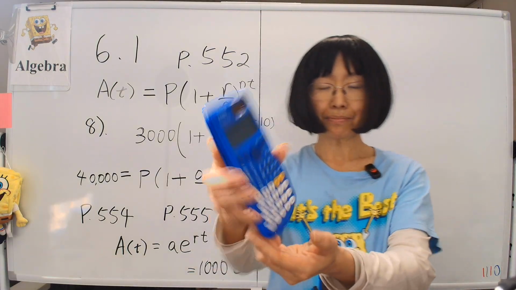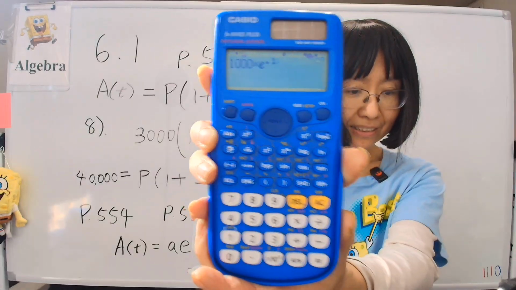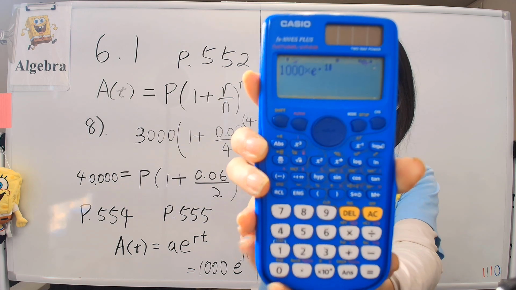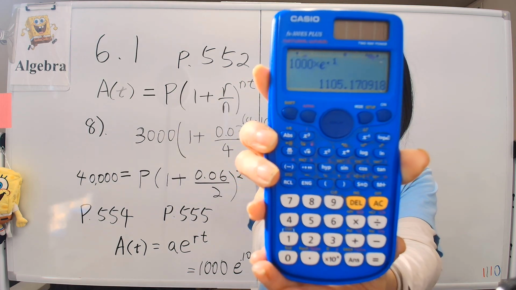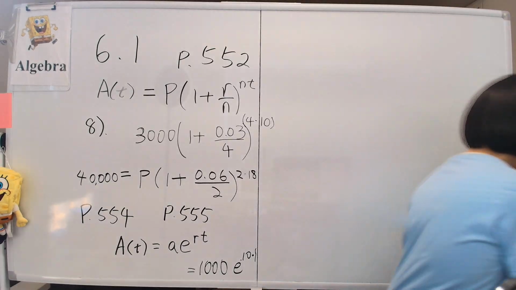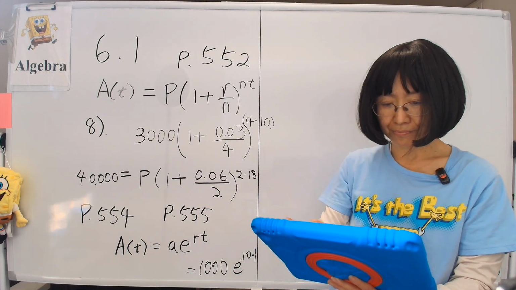I have it typed into the calculator as 1,000 times E to the power 0.1. That's the whole problem. Let's see what it says. It becomes $1,105. Is that right? Yep, that is correct.